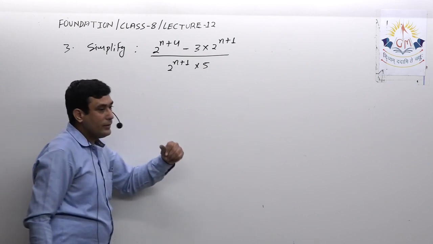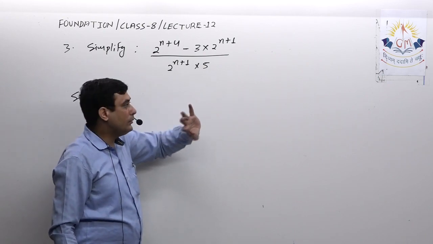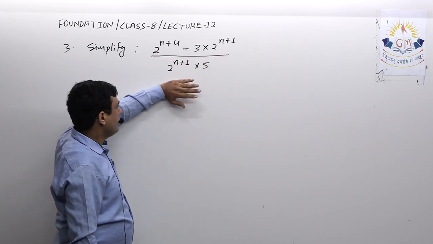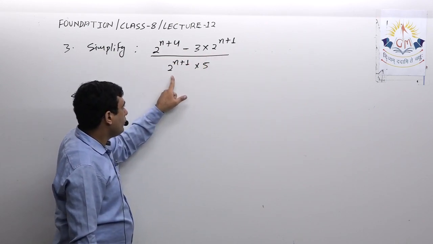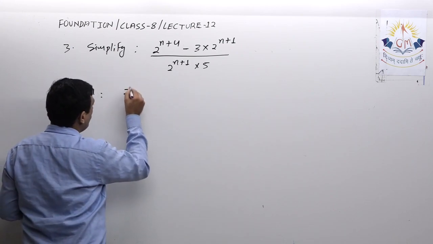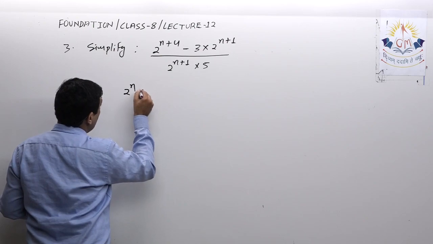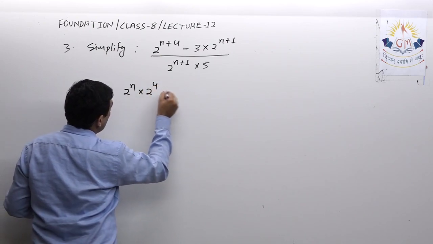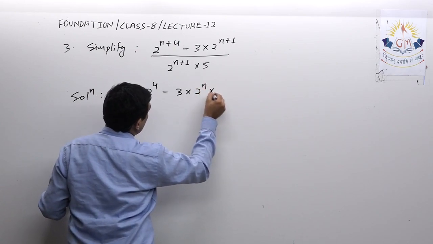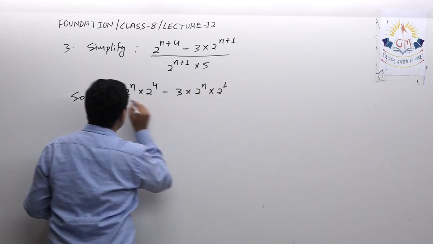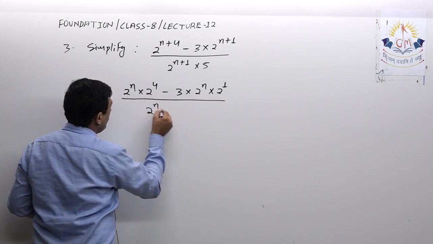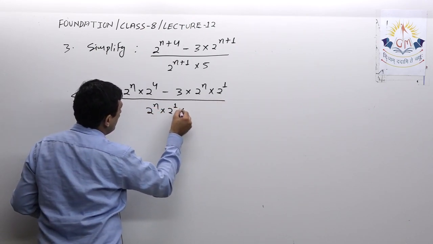In the previous sum it was 3 raised to n that we were able to take common. Here we can take 2 raised to n common; there is nothing to take common in the denominator because 2 raised to n is only in the numerator. So here I will write 2 raised to n into 2 raised to 4 minus 3 multiplied by 2 raised to n multiplied by 2 raised to 1, whole divided by 2 raised to n into 2 raised to 1 into 5.